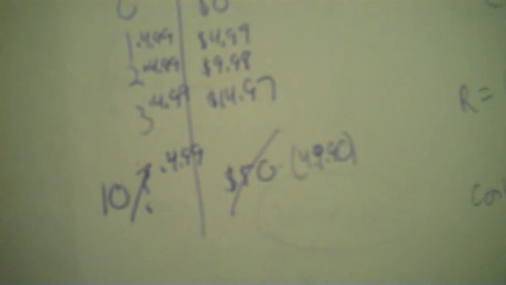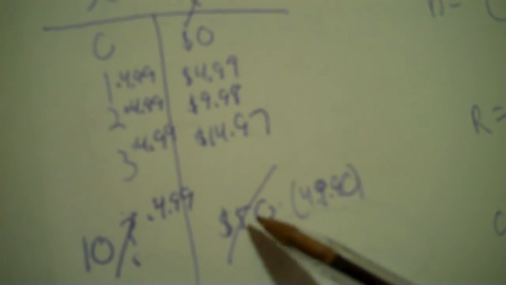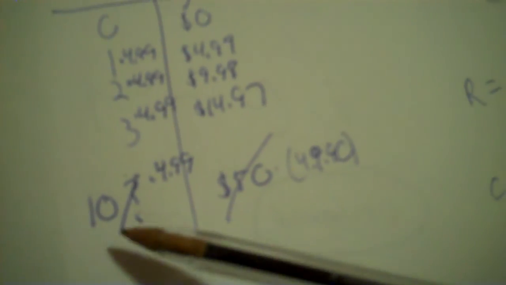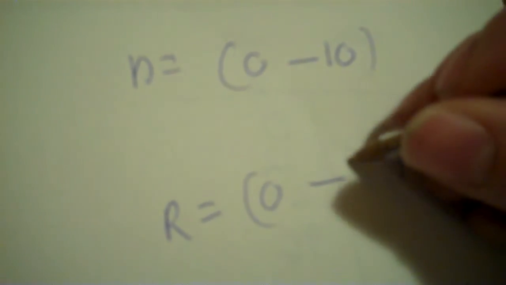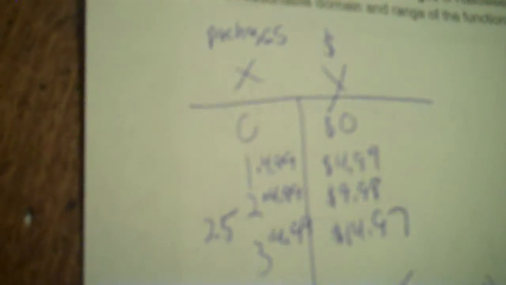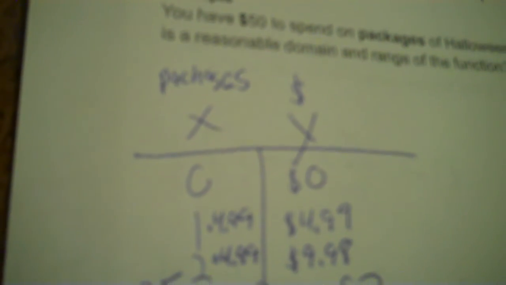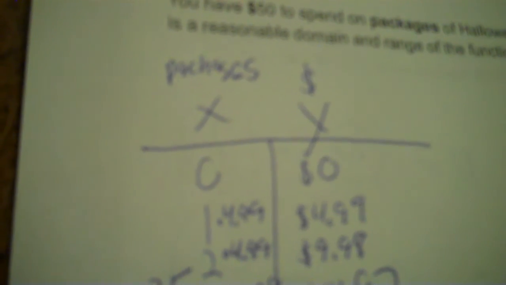And then I'm no longer concerned with the 50. So when I divide 50 by 4.99, I have to write the whole number, but then I need to multiply. Okay, so the domain goes from 0 to 10, and the range goes from 0, not to 50, but to $49.90. Now, continuous or discrete? Can you go to a store and say, I don't want 2 packages, I don't want 3, I want 2.5? No, you can't do that. So that would be discrete.